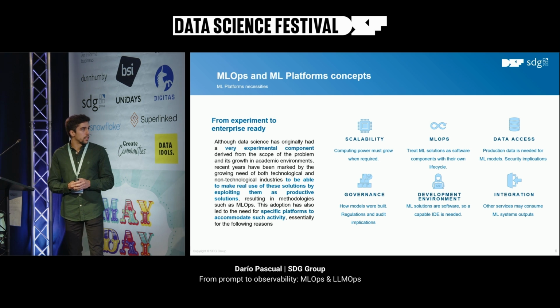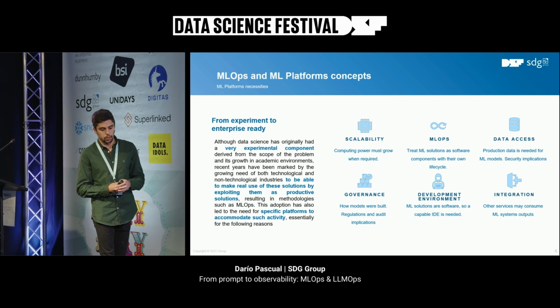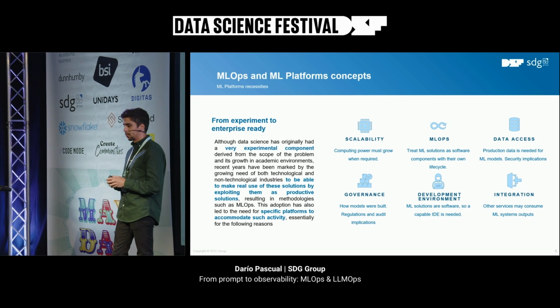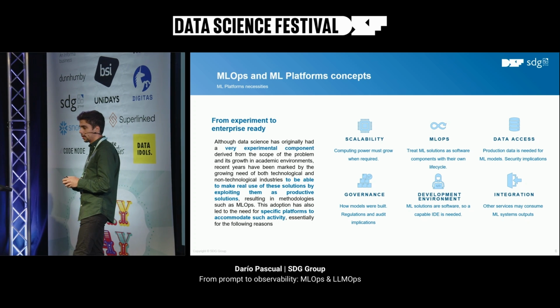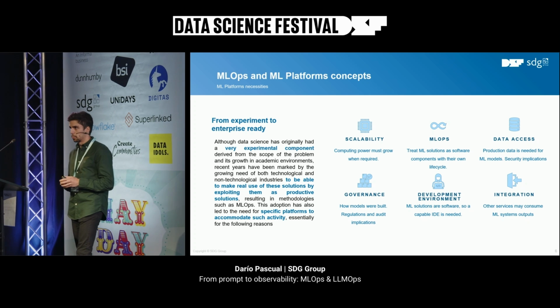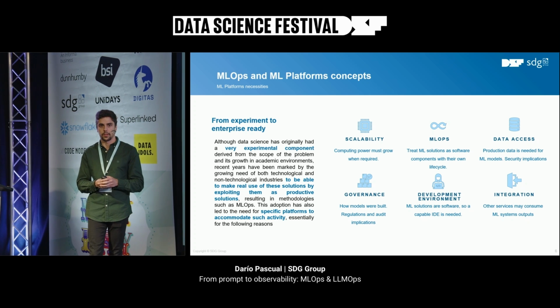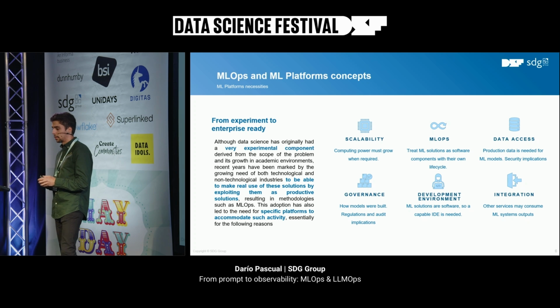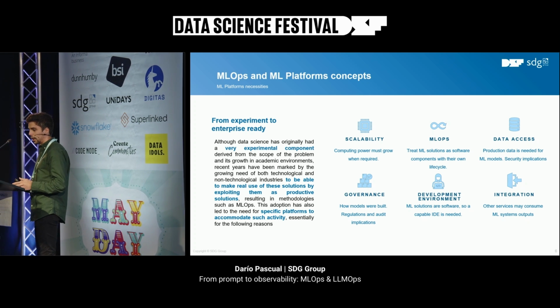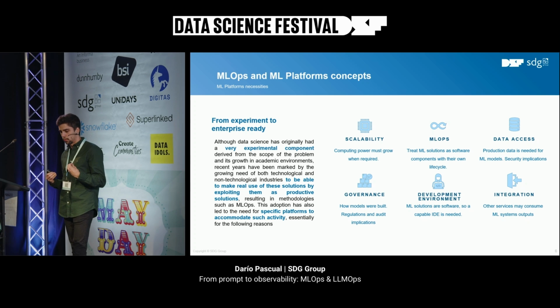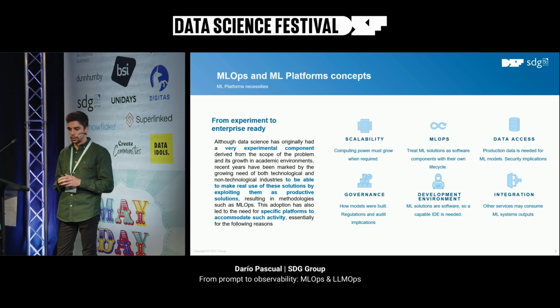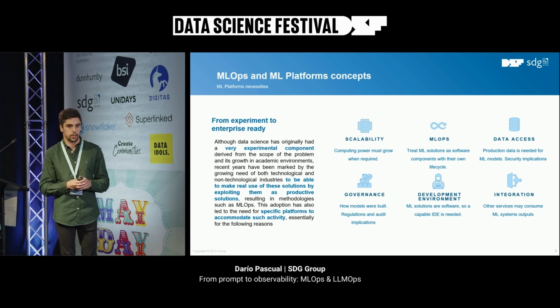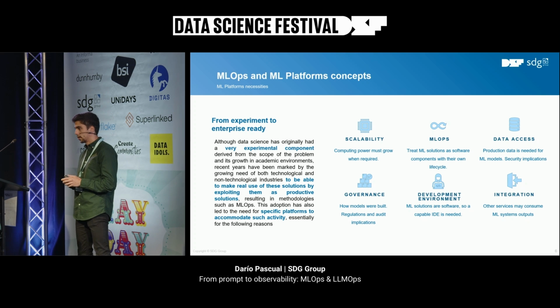The third one, data access. Of course, if we want to create a good ML model, we need to access data in production, but this data is not always accessible by everyone, and it should be like that. Our platform should give us these kinds of security features in order to prevent unexpected people from accessing this productive data.